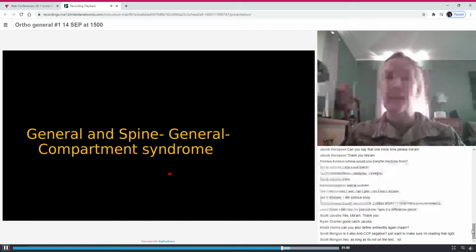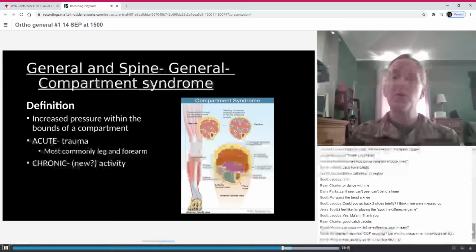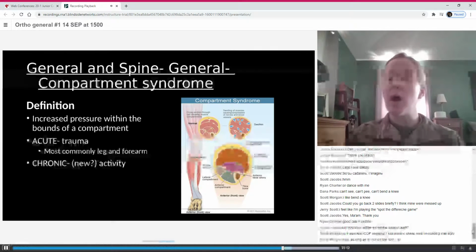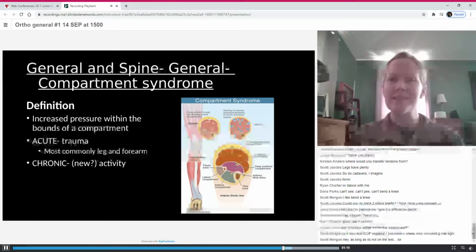Okay, compartment syndrome. Ooh, something fun. Systemic disease does not excite me. So when we talk about compartment syndrome, we're talking about increased pressure within the bounds of a compartment. Seems pretty reasonable. So what is a compartment?